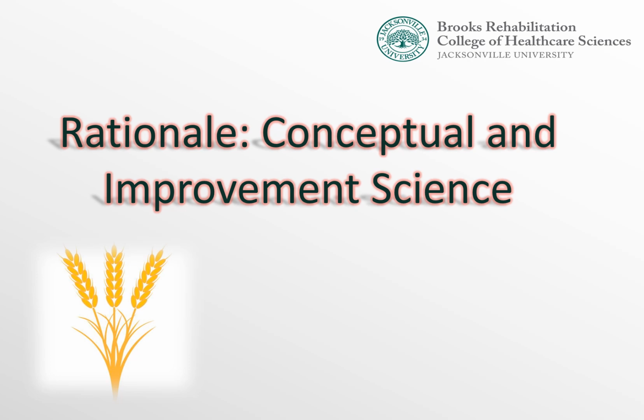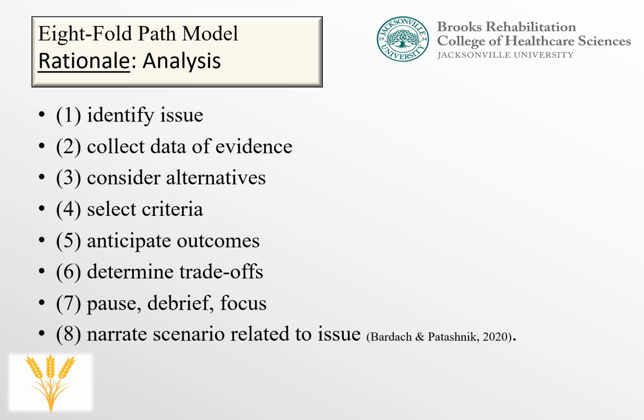Rationale, conceptual, and improvement science. The first of the three models here is the eightfold path model, and the rationale is the analysis guide. Burdock and Partashnik 2020 had developed 8 steps for an effective analysis for a policy proposal. So the first step is to identify the issue.